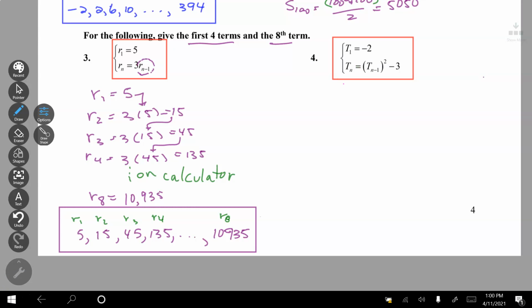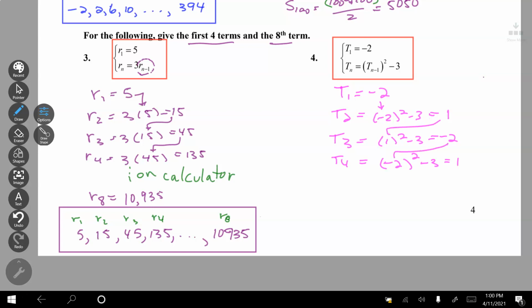Number 4, it says t sub 1 is equal to negative 2. T sub 2 will be that last answer, negative 2 squared minus 3, which is equal to 1. T sub 3 is equal to that last answer, so 1 squared minus 3, which is negative 2. T sub 4 is equal to that last answer of negative 2 squared minus 3, which is 1. You can see I'm always using that last answer every single time. So my first 4 terms are negative 2, 1, negative 2, 1.